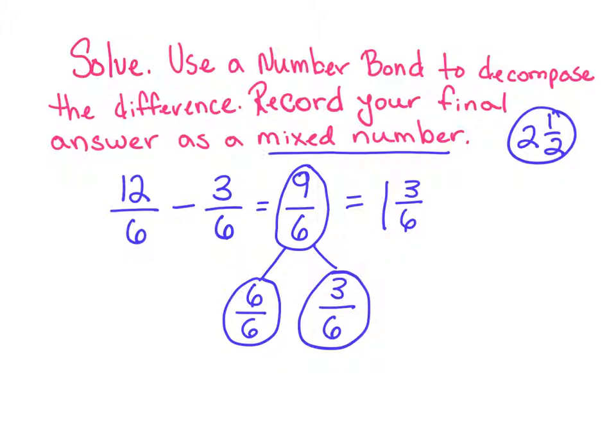We have to find the GCF, the greatest common factor. The greatest common factor of 3 and 6 is 3. So we keep the whole the same, that doesn't change. 3 goes into 3 once, 3 goes into 6 twice. So 1 and 3/6 is equal to 1 and 1/2. So the answer to 12/6 minus 3/6 is 1 1/2.